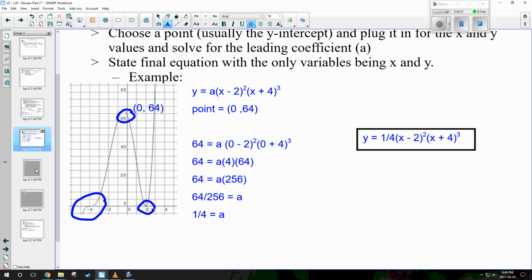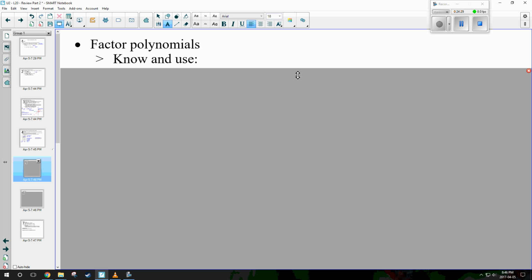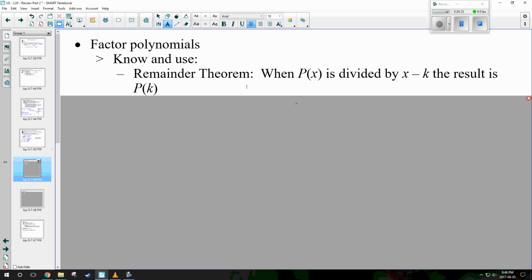Okay, so our next topic that we covered in this unit was factoring polynomials. A couple things that we need to know and use when we are factoring polynomials is the remainder theorem. Remember, the remainder theorem tells us when p of x, which is just our function, is divided by some binomial, x minus k, where k is just one of our numbers, we know that the result is p of k. So when we take our function and plug in the number in the binomial, we'll get whatever the remainder is.